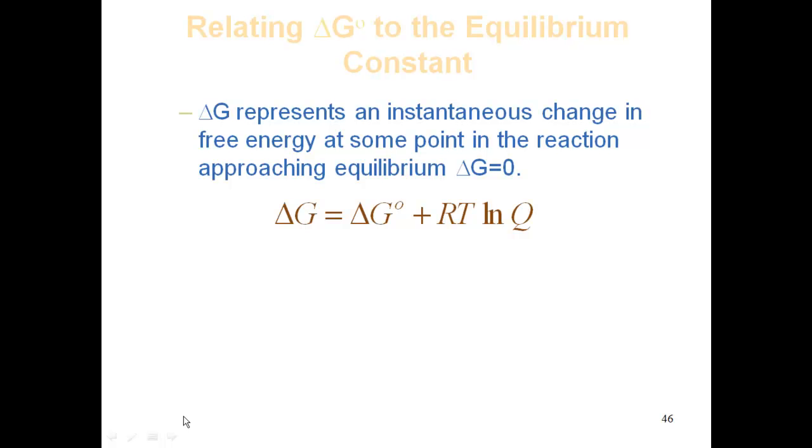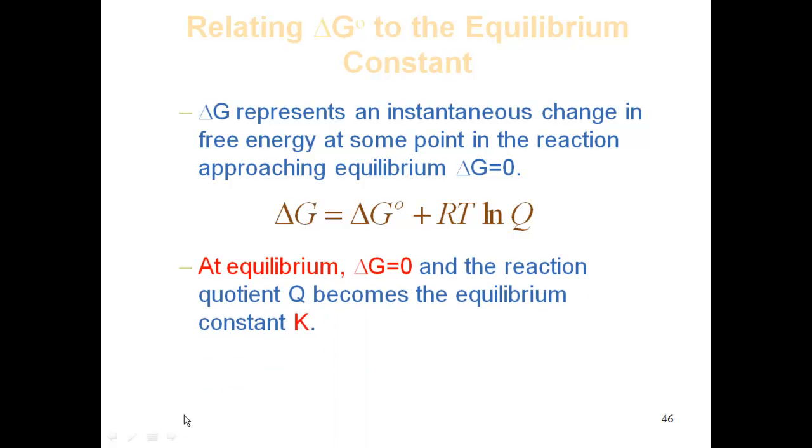Now, delta G represents an instantaneous change in free energy at some point of the reaction approaching equilibrium, meaning delta G equals 0. At some point before we reach equilibrium, the reaction is working toward getting there. So let's talk about equilibrium now. If I'm at equilibrium, meaning delta G is equal to 0, then Q also changes because it's not Q anymore. I'm at equilibrium, that's K. So I can take this whole reaction and rewrite it to get a relationship between K and delta G.